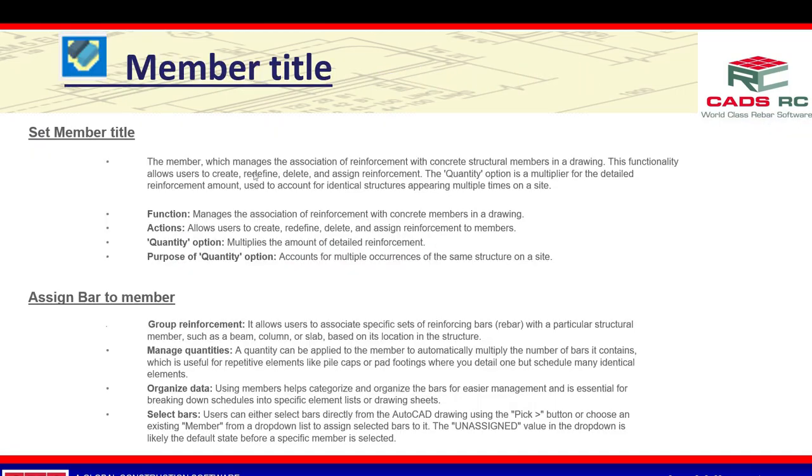So, in the member title, we can have two topics when you're going to do the RC detailing by using CAD RC. We can use the member title with two methods. One is set member title. Another one is assign bars to member. So when you set the member title, whatever reinforcement you are doing will all go under that member which you have set before detailing.